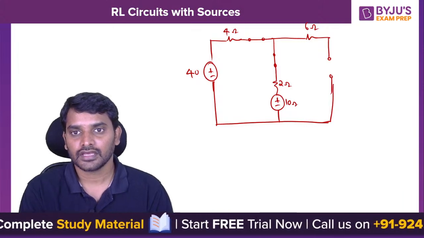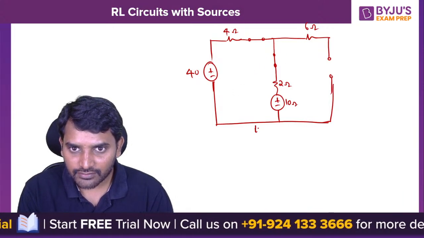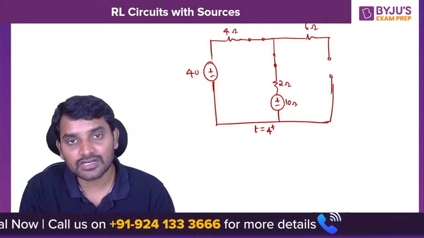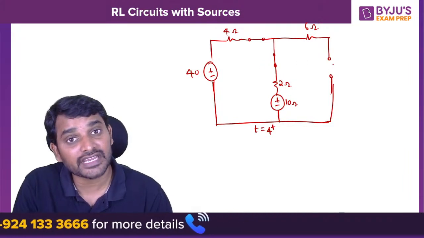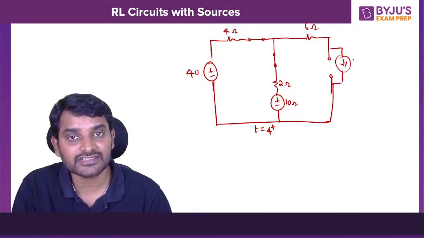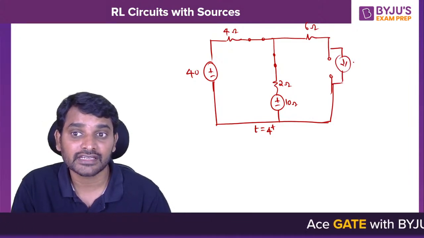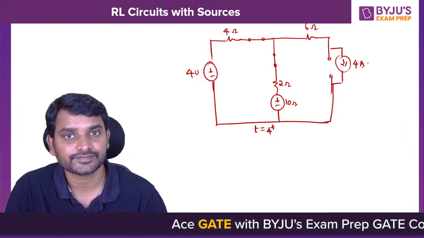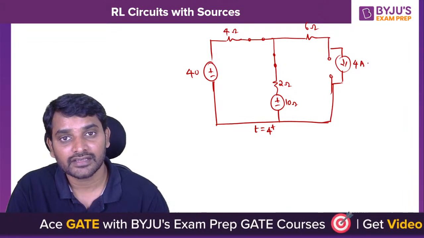Now, at t equals 4 plus, just after closing switch 2, the inductor behaves like an open circuit, right? So it will maintain the previous value of current. What is the previous value of current? 40 divided by 10, it will maintain 4 amperes.